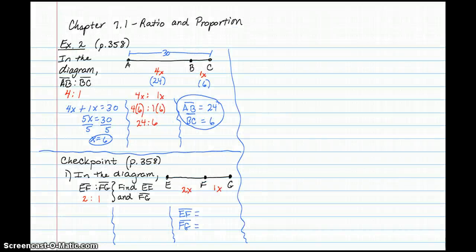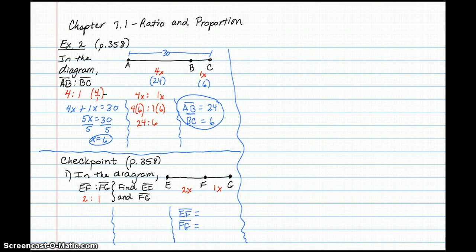On page 358 in your textbook, example 2, you are given a diagram. ABC is the segment. You're told the whole segment AC equals 30, and it wants you to find out what segment AB and segment BC are. Well, you're told that segment AB and segment BC have a ratio of 4 to 1. There's your 4 to 1. You can write it 4 over 1 if that helps you.